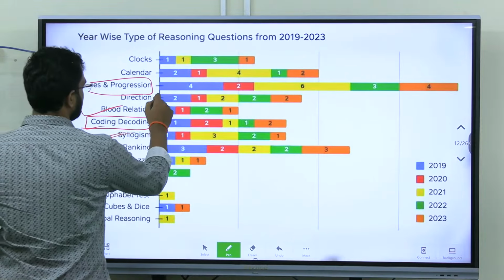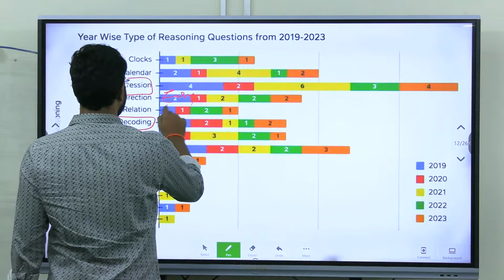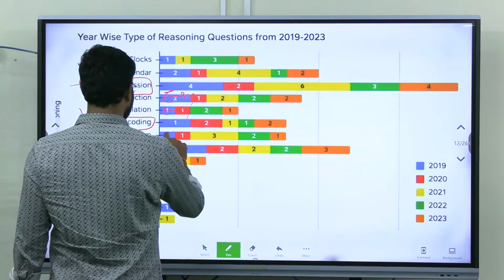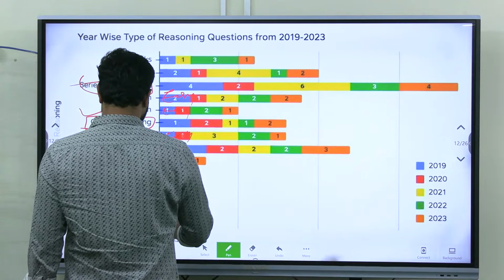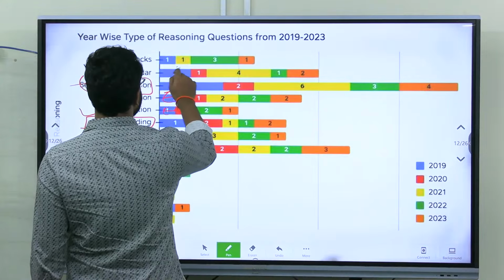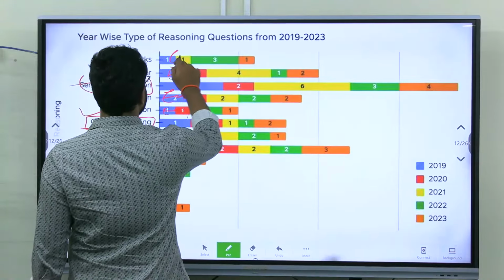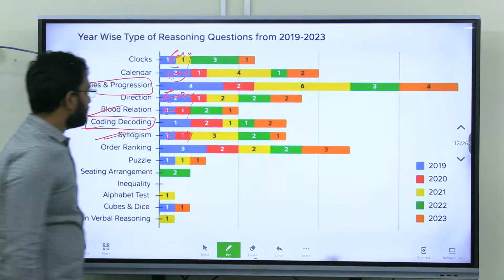Let's mark the easy ones. This is easy, easy, easy. So I think those are the easy ones. Okay na? You can say clocks and calendars also easy.